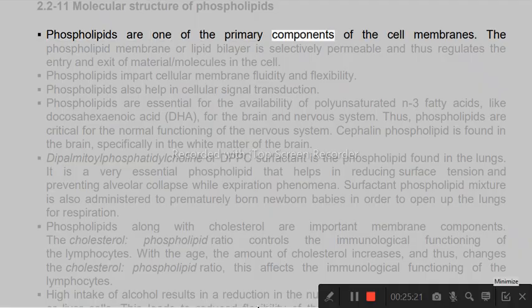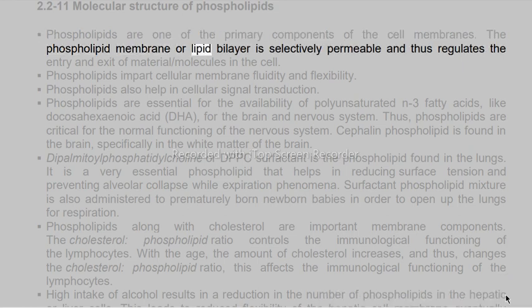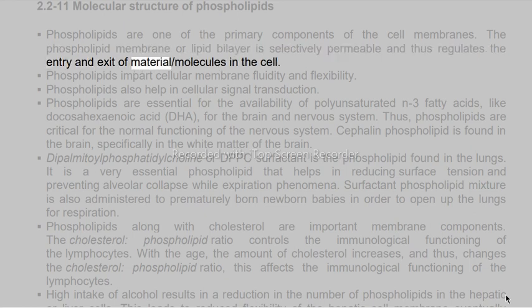Phospholipids are one of the primary components of the cell membrane. The phospholipid membrane or lipid bilayer is selectively permeable and thus regulates the entry and exit of materials/molecules in the cell.